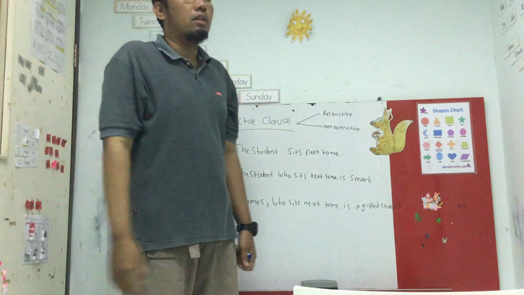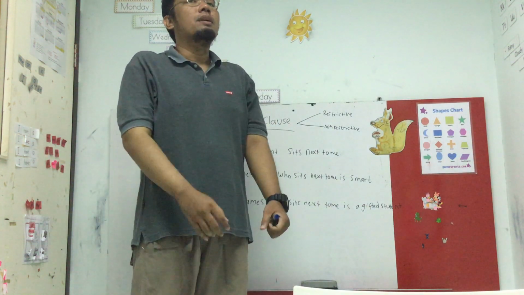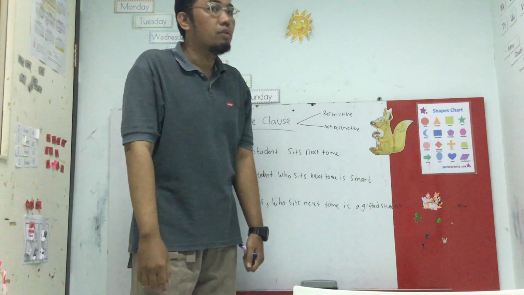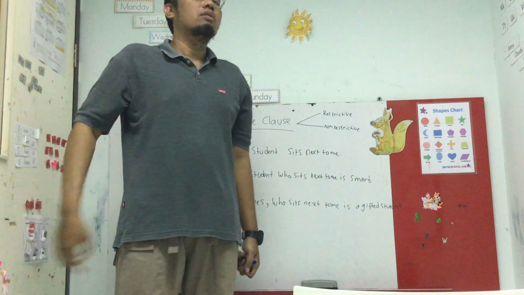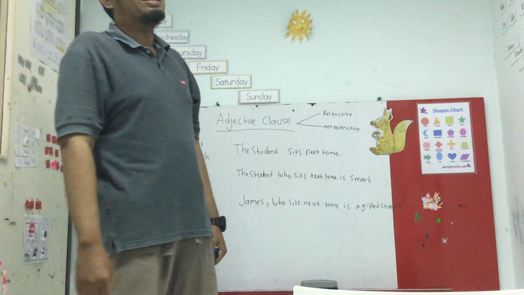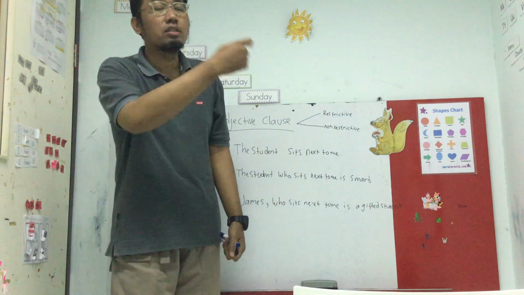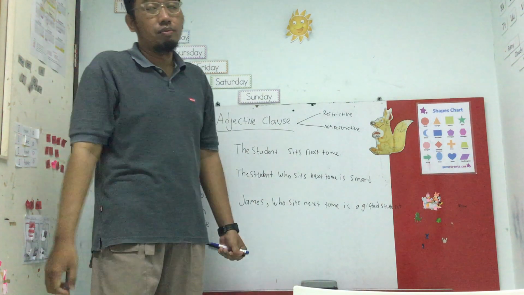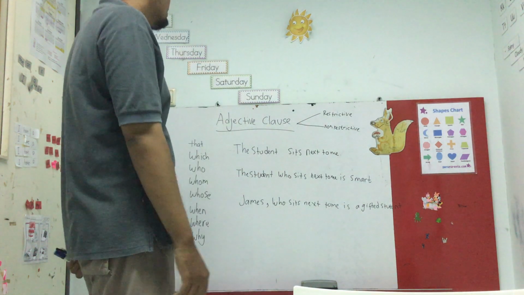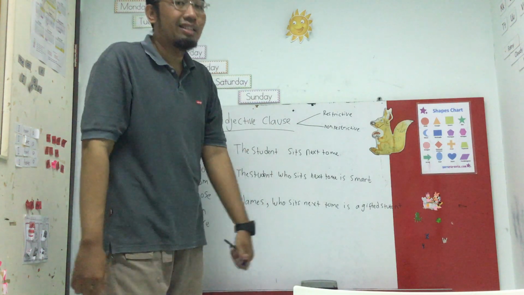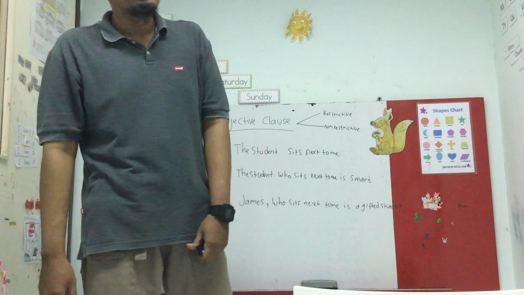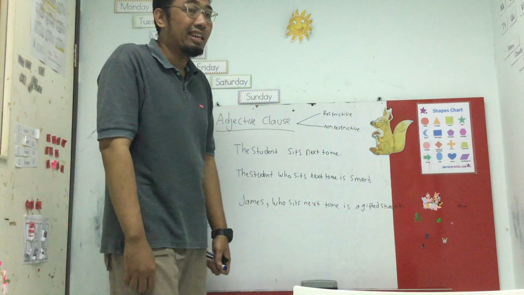To remind you again, a clause is a group of words that must have a subject and a verb. And remember this, there are two kinds of clause, dependent and independent. Now, adjective clause is included in dependent clause. That's for a short introduction. So adjective clause is a dependent clause.